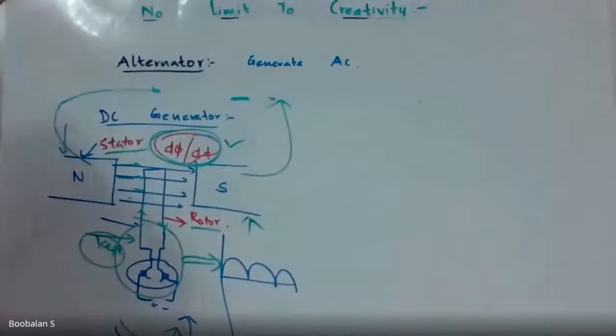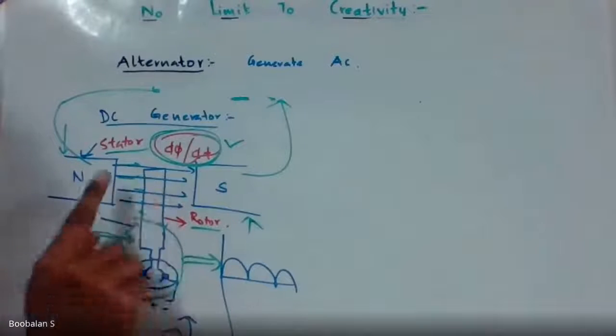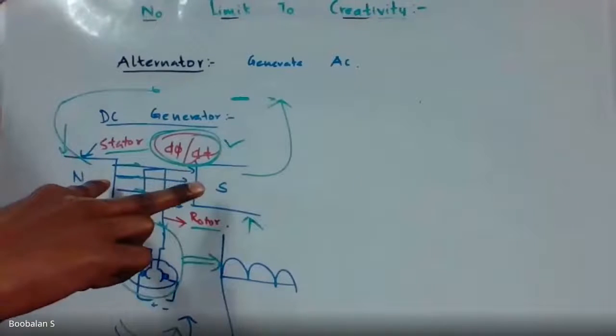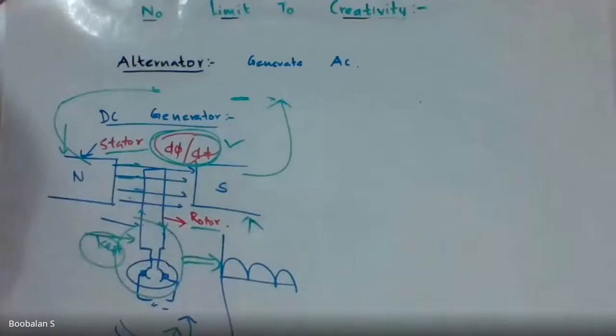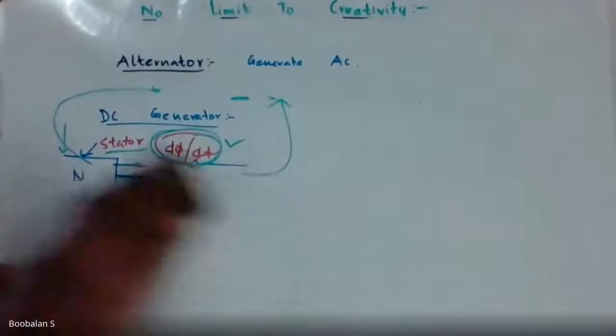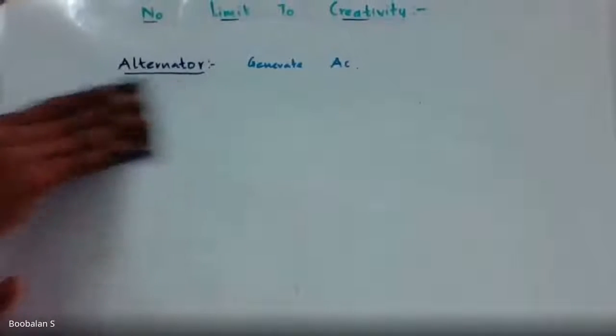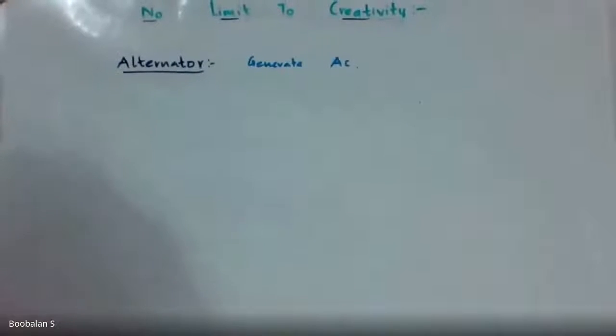We'll see in detail. So there are two ways of creating d phi by dt. One is rotating this coil, or maybe rotating this north pole and south pole. Both are the same, and anyway d phi by dt is obtained. So this is the concept in the alternator. Anyway, I'm just going to create a d phi by dt.